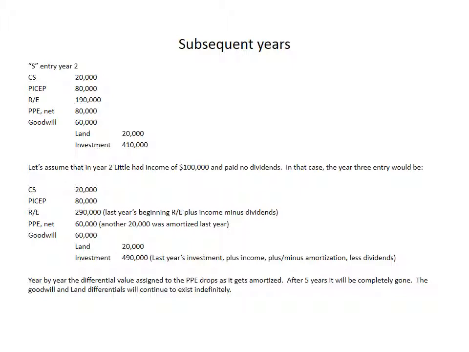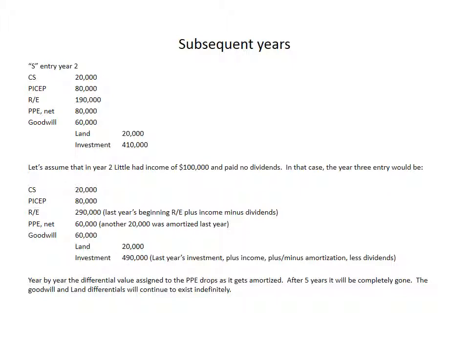Property, plant, and equipment net is down to $60,000 now. Next year it'll be down to $40,000, then it'll be down to $20,000, then it'll be down to 0 after 5 years. The goodwill is still there, and the land is still there also. The investment account has gone up a little bit. It was last year's investment balance of $410,000 plus their income of $100,000 minus their amortization, so it should be $490,000. Again, up from $410 up to $490.